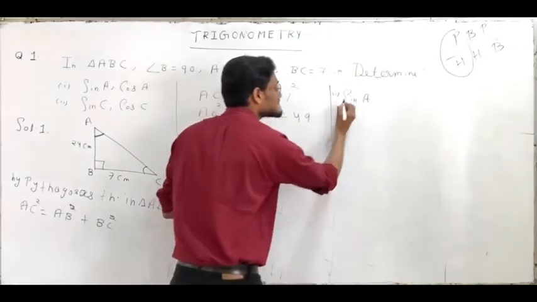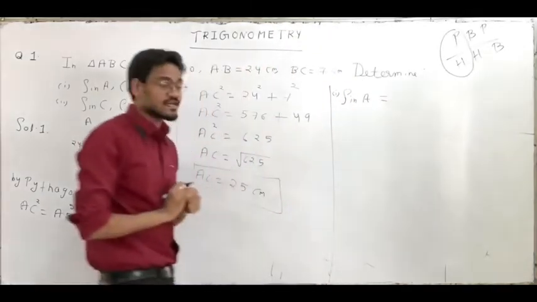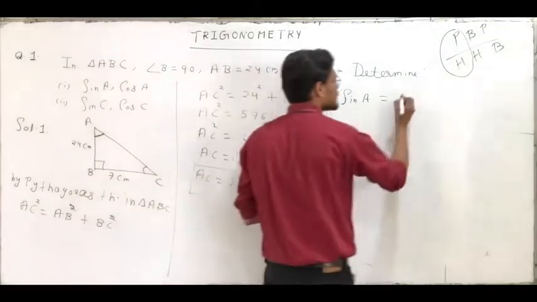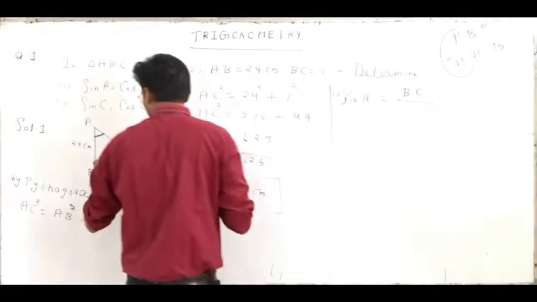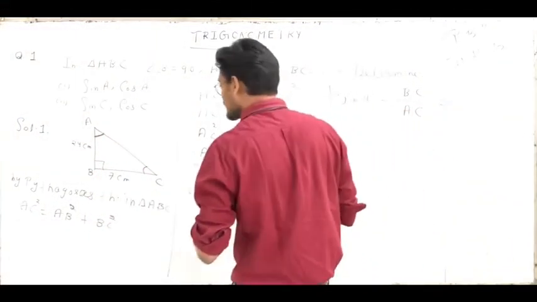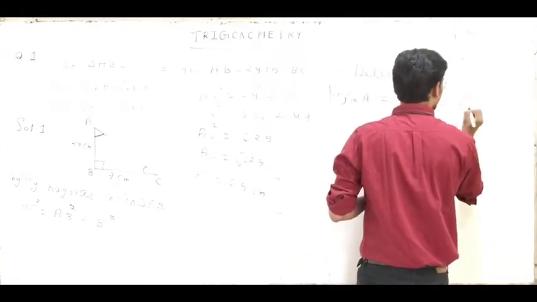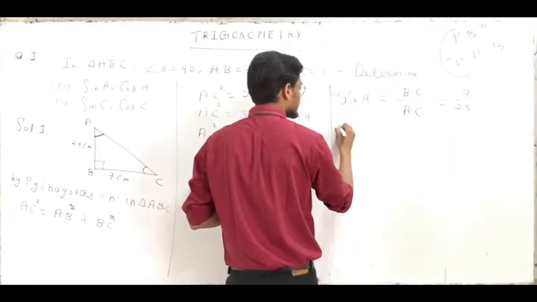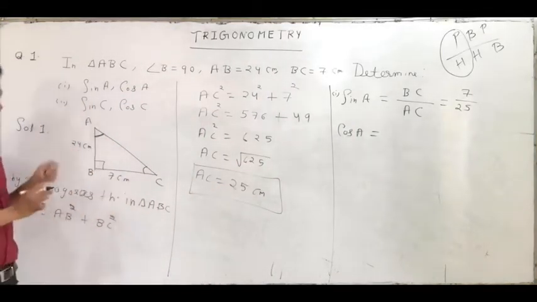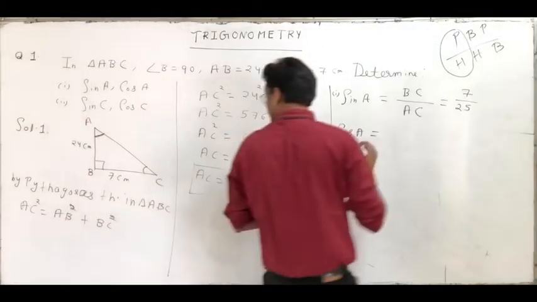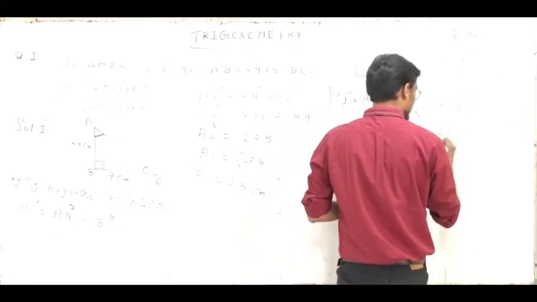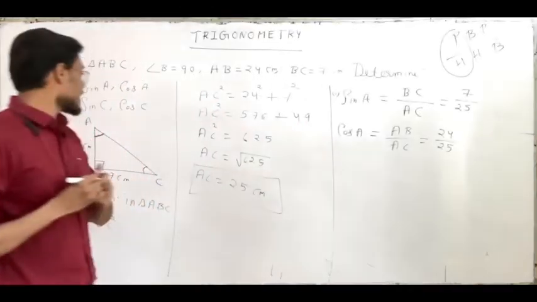Now for calculating sin of angle A, what will be the perpendicular? The side opposite to angle A, that means BC. So sin A is going to be BC upon hypotenuse, which is always the side opposite to the right angle, that means AC. So the value of sin A is going to be 7 by 25. Now we have to find cos A. See, this is the perpendicular for angle A, so this will be your base, and base upon hypotenuse is AB upon AC. So the value of cos A is going to be 24 by 25.